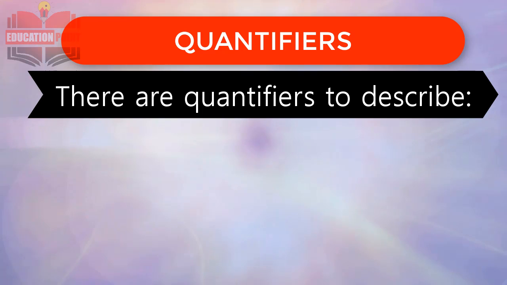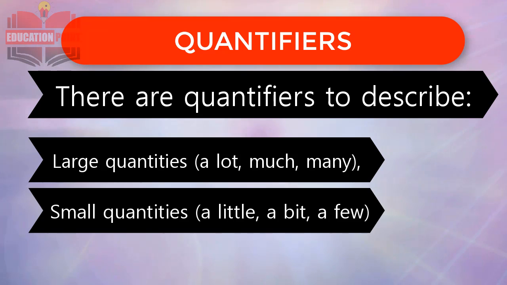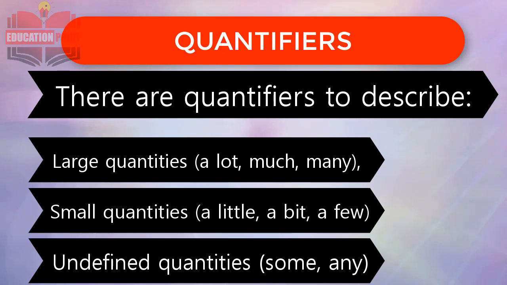These are described under 3 different categories. To classify them, the first one is large quantities, which is like a lot, much, many. When we are talking about something in a huge quantity, we use such quantifiers like a lot, much, many, etc. The second one is small quantities. When we want to convey something in a small quantity, we use quantifiers like a little, a bit, a few. The third one is undefined quantities. Here you don't exactly know whether the quantity is large or small. That is why for such quantities we use some or any.